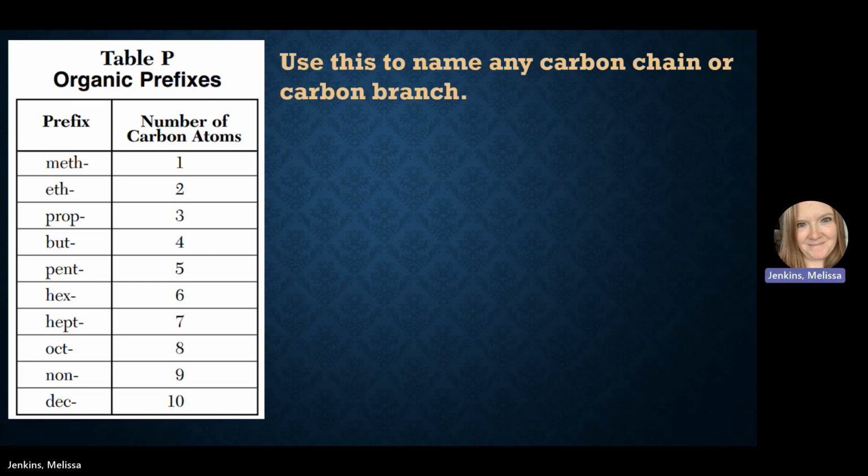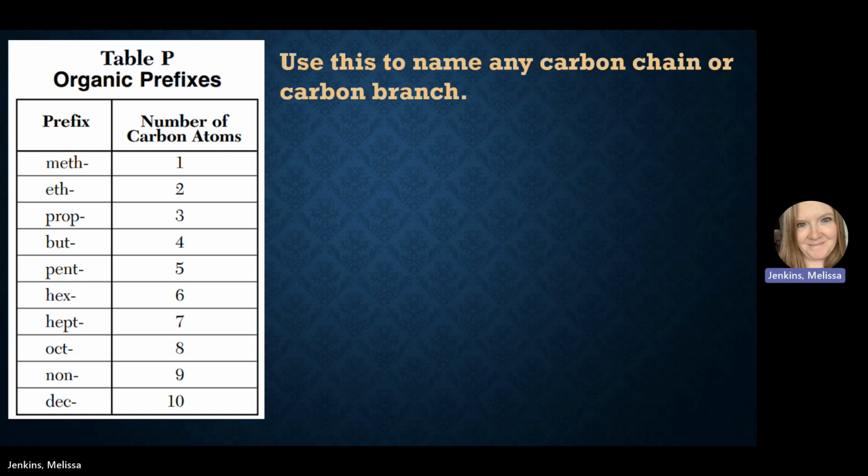Table P, we're using this to name any carbon chain or carbon branch. So if I had to name this, how many carbons are in that chain? 4, so it's the prefix for 4. But, right? And then do I see any double bonds, triple bonds? No, so it's just going to be butane. Good. If I have this, now while it's true I have 5 carbons, right? Are they all connected in a row? Can I get all of them in one row?